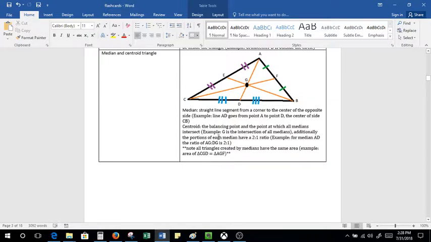Additionally, the portions of each median have a 2-to-1 ratio. So every time you cut a median by the centroid, so AG to GD, that's a 2-to-1 ratio. And then note that all triangles created by a median have the same area. So this triangle here and this triangle here are the same area.